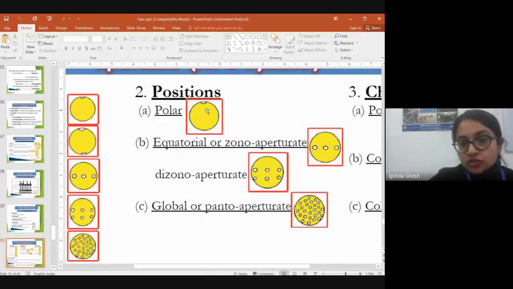So these apertures can be present at different positions on the pollen grain. In case they are present at the polar region, it's called polar. Simply, if it's present at the equatorial region, then it's called equatorial. What about global? Global or panto-aperturate means it's present globally, like throughout. It is scattered and present throughout the pollen grain.